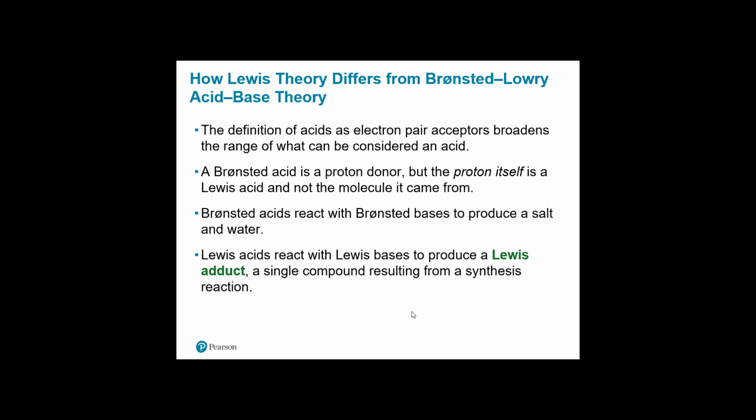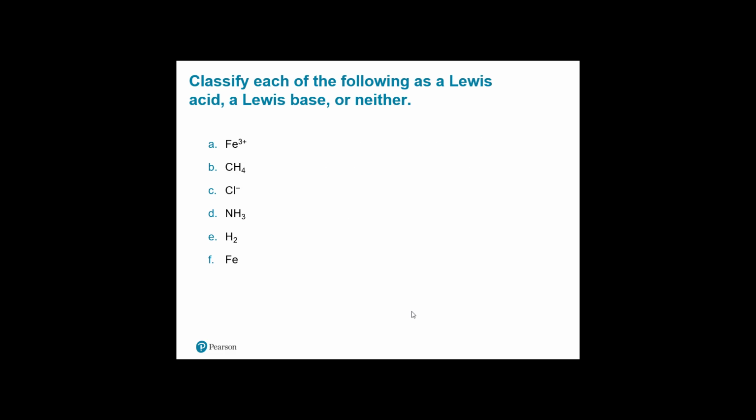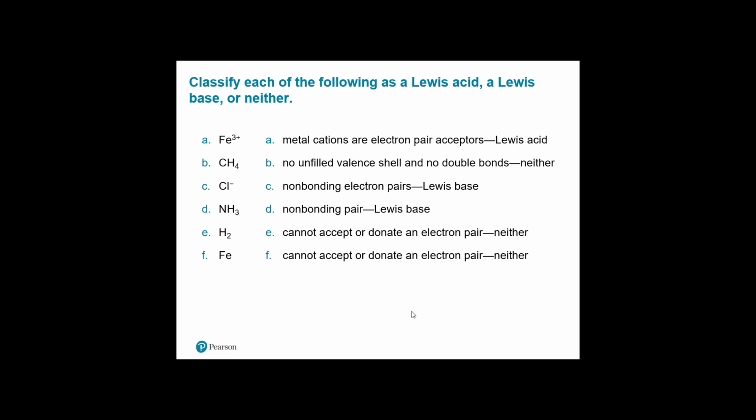However, this is where the Lewis adduct comes in. It creates a single compound that results from a synthesis. So this is an A plus B equals AB. All right, so let's do a breakdown of these and determine whether these are Lewis acids, Lewis bases, or neither. So I'm just going to go over them with you.